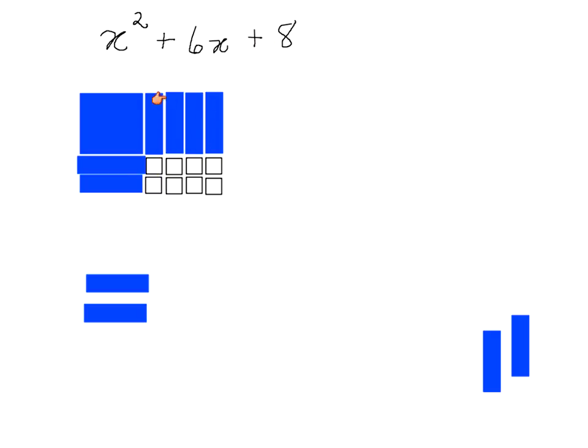Notice they're all mini rectangles. This one's a rectangle, which is 4 by x. This is a rectangle that is 2 by x. This one's x by x, and this is 2 by 4.